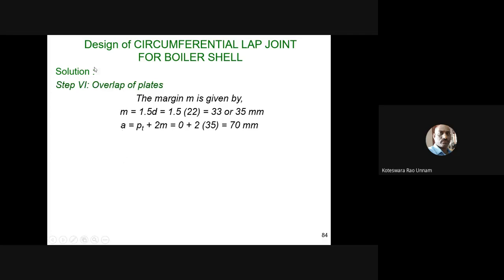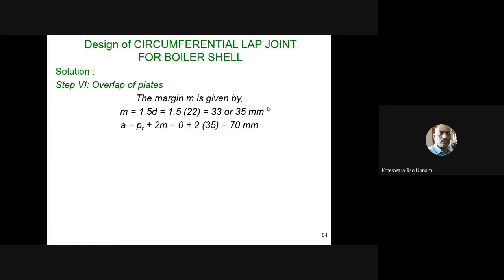Then A is going to be the overlap of the plates. The formula for this overlap is PT plus 2M, where PT is the transverse pitch. Just now I said you don't have any transverse pitch in case of a single riveted joint, so it is going to be 0. Then your overlap is going to be 2M only, which is going to be 70 mm. So like this, we need to design the joint.